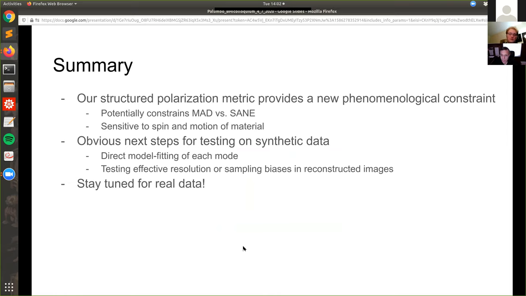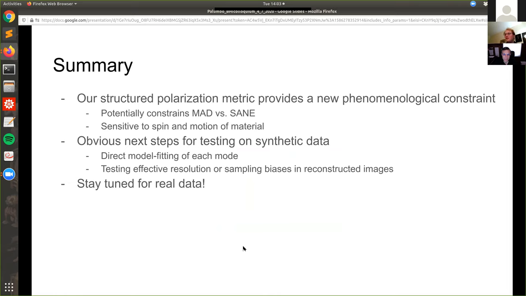Let me ask a quick question. You mentioned MAD versus SANE. These are popular theoretical models, but it's possible that reality is something else. So you'd be able to tell that both of them are ruled out, for example. So yeah, there's an underlying sort of prior volume here, which is that we are capturing M87 well just with looking at MAD and SANE.